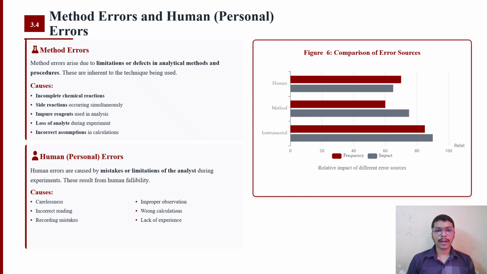Now let us look at figure 6, which compares error sources. This figure compares different sources of analytical errors. It shows that method errors are related to analytical techniques, while human errors depend on the skill and experience of the analyst.